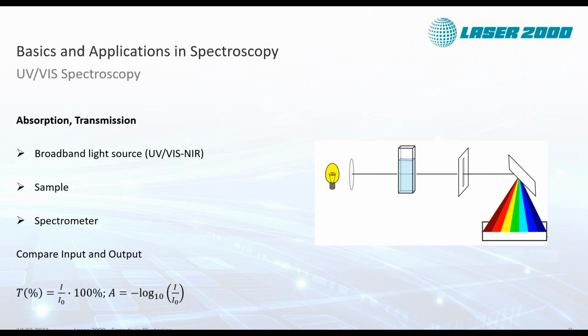And of course, a spectrometer. And normally you take a reference measurement out of your broadband light source, maybe including the container your sample will be placed in. And then you take the sample measurement, and then you compare input and output, or reference and sample measurement.